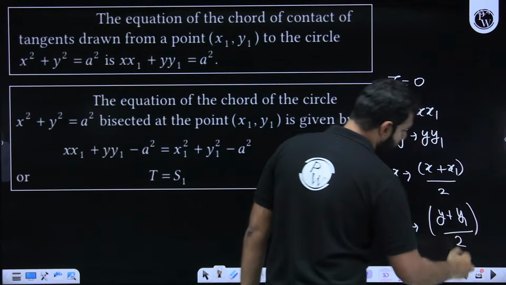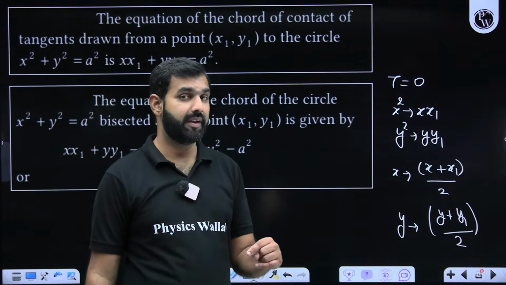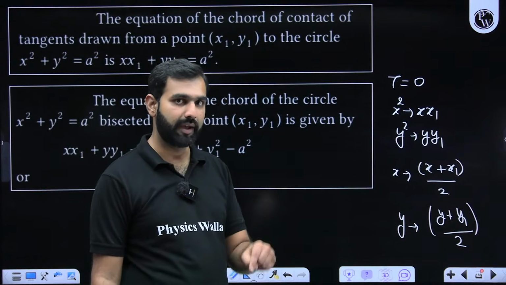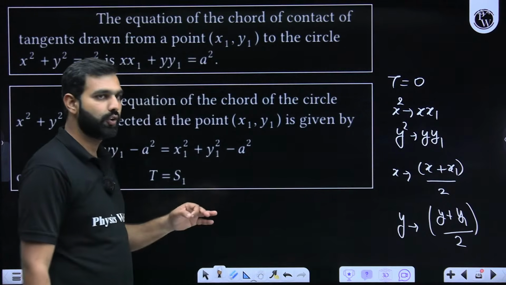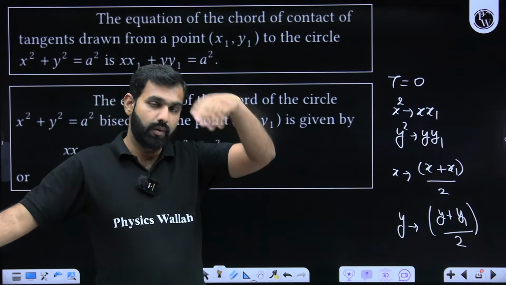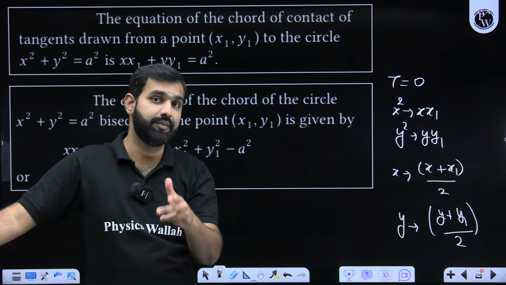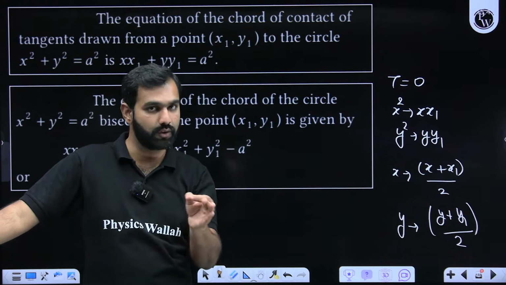Of course, in a circle you don't have a term in xy, but for a hyperbola, if there is a term in xy, you replace xy by (xy1 plus yx1)/2. So by writing T equals 0, you can write the equation of the tangent at a point on the circle. The same will be true for a parabola, ellipse, and a hyperbola as well, so I won't repeat it in those three chapters.